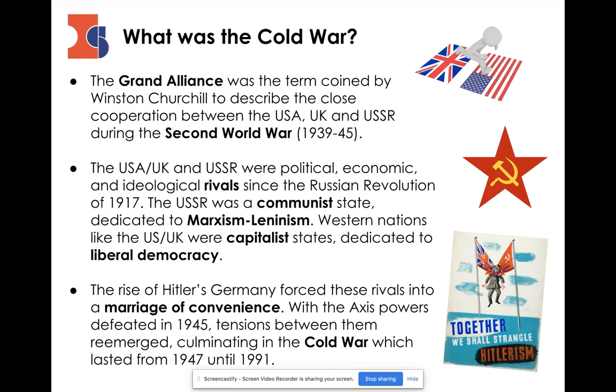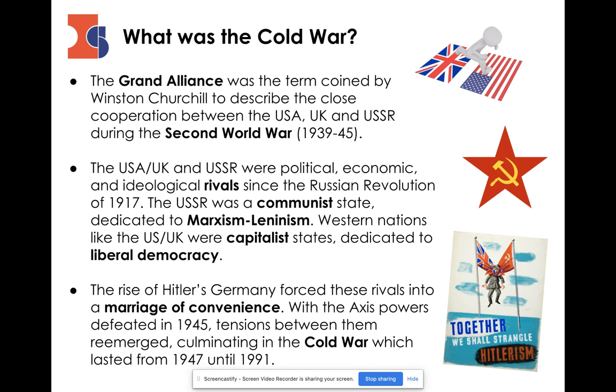As this is the first lesson in the Cold War unit, we need to discuss what the Cold War was. The Cold War comes straight after the Second World War. During the Second World War, the Grand Alliance was a term coined by Winston Churchill to describe the allies in the war, that's the USA, UK, USSR, and others. It was an informal name for the grouping, but that's what we mean by the term Grand Alliance. They were fighting against the Axis powers in World War II, Germany, Italy, and Japan, but also some other countries.